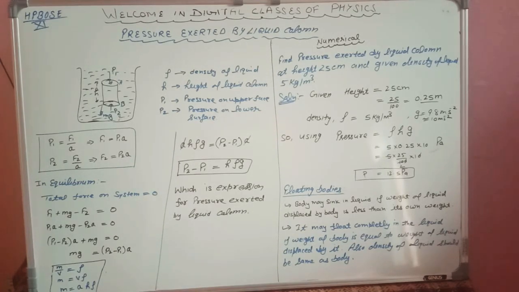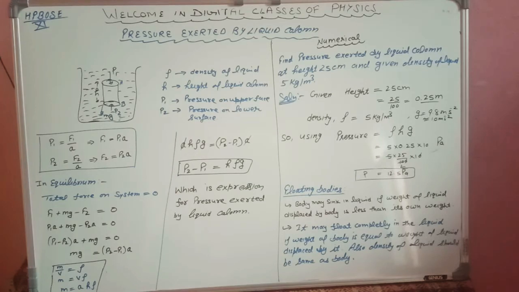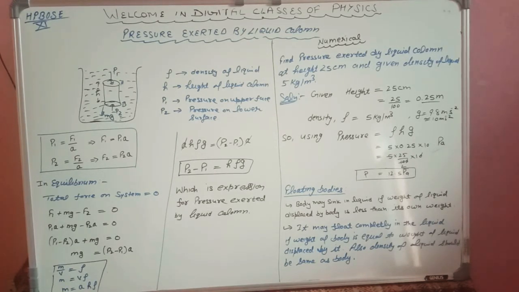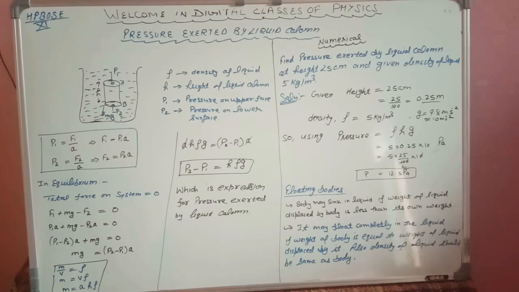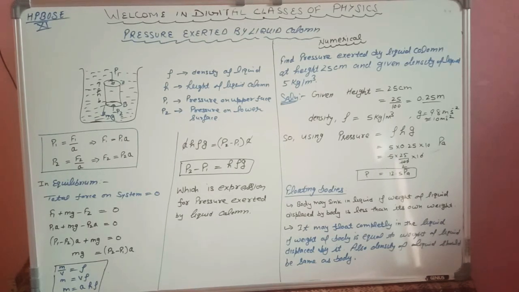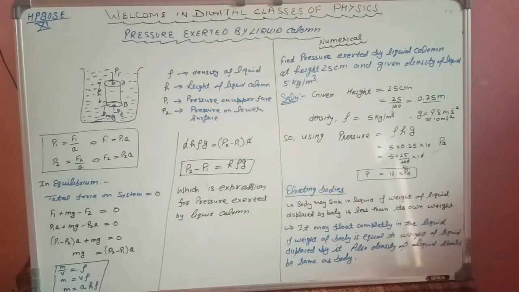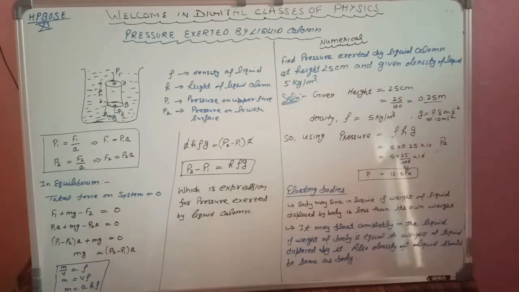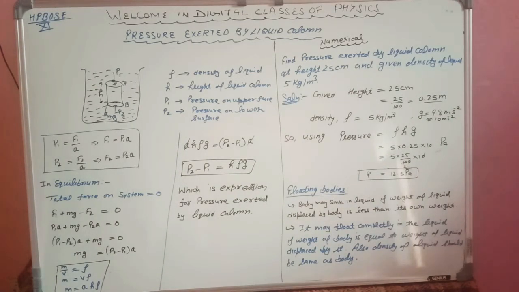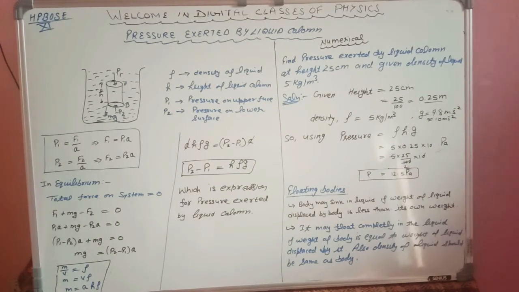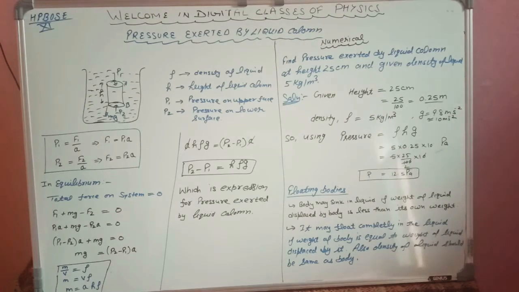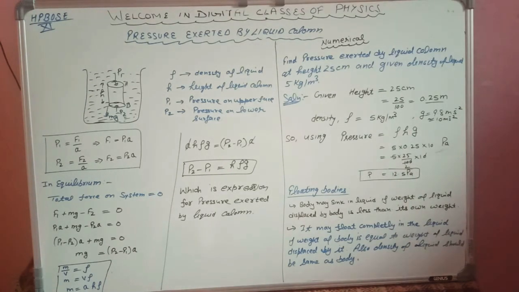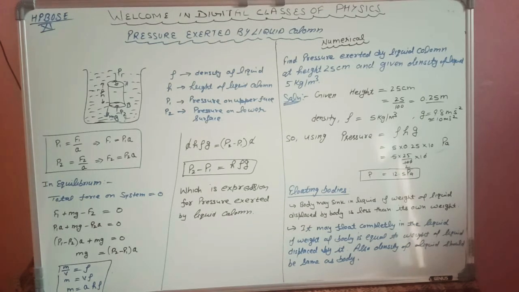Okay, so let us start today's topic. You can see the topic name at the top of the board, that is pressure exerted by the liquid column. So now the question is, what is a liquid column? Liquid column means the water inside a container. We are not taking the whole water, so we will take a small part of that water and we call it a liquid column.